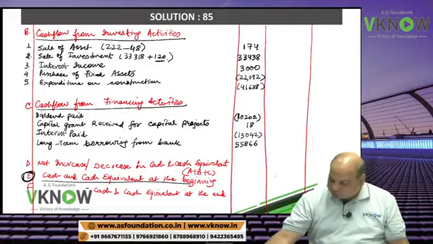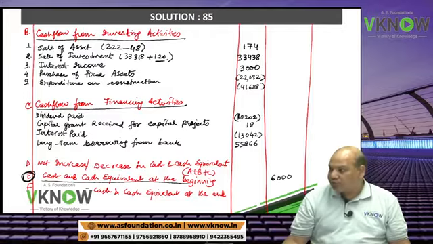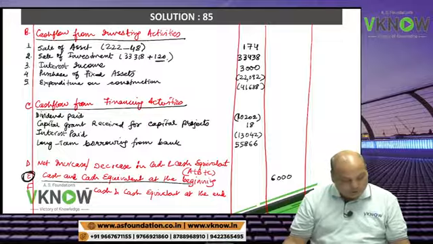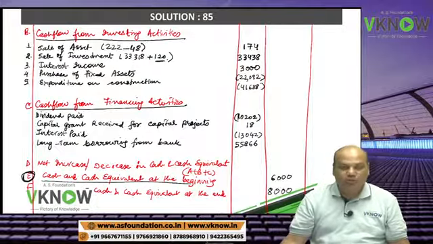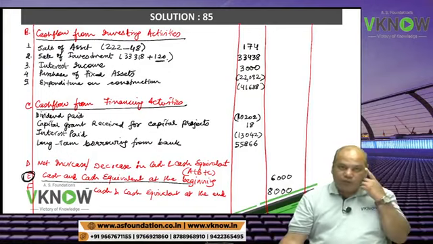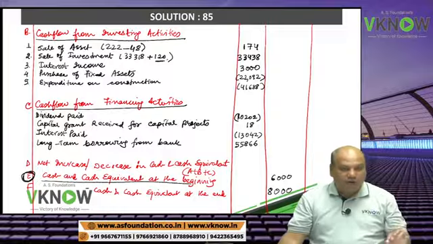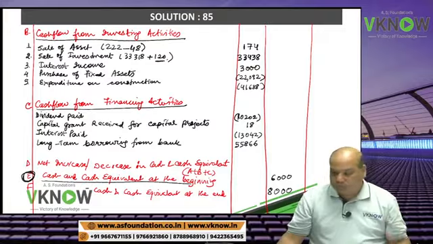Beginning cash is 6,000 rupees, right in the outer column. Beginning cash is 6,000 rupees, and cash equivalent at the end is 8,000 rupees. So our answer should finally tally automatically. Okay. So we have completed all the transactions given in the problem.